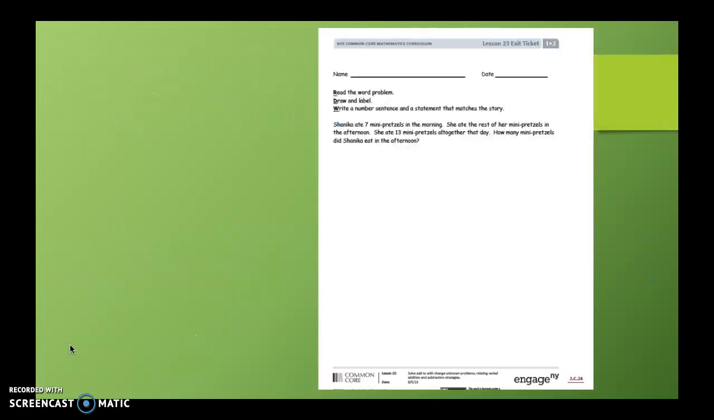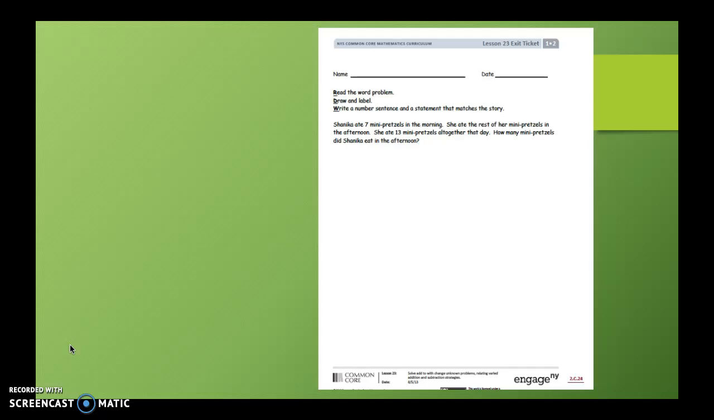Now today's last problem is a little bit different than all the other videos because today we're going to do a final exit ticket. This is because I want to see how you do with paper and pencil this time. So, your teacher will have this lesson 23 exit ticket. I'm going to go ahead and read it to you, and then you can go pick it up from her, and then fill it in, and then give it back. All right? This is instead of our Seesaw question. It says, read the word problem, draw and label, write a number sentence, and a statement that matches the story.